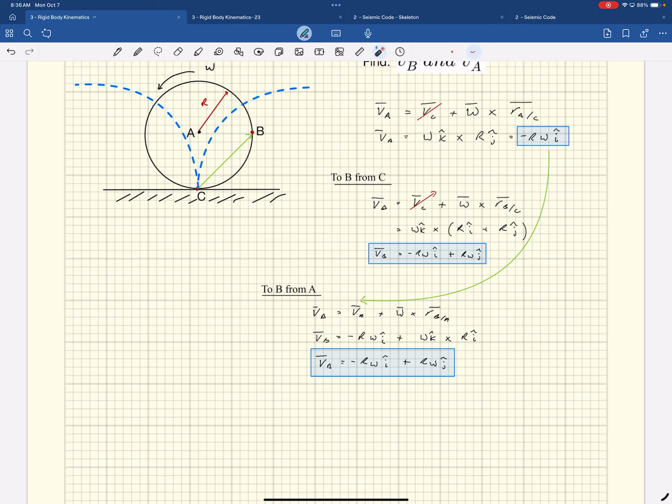It should be headed that way, right? It's going this way. It's on its journey that direction, right? Cool, cool, cool.